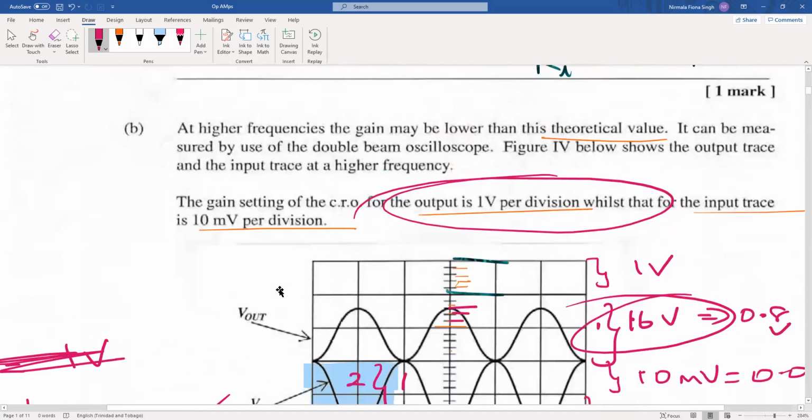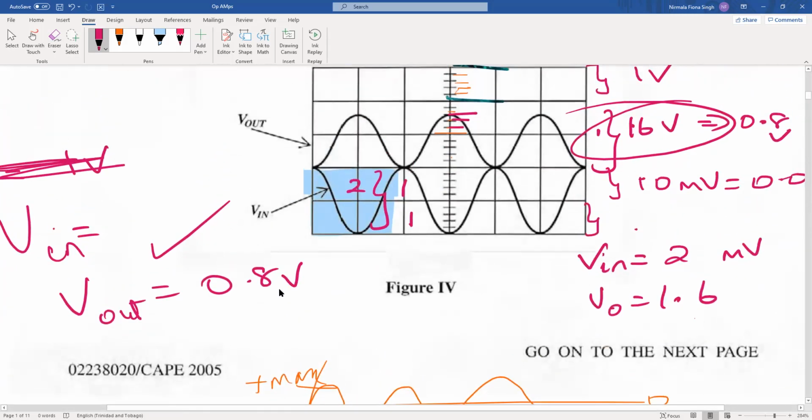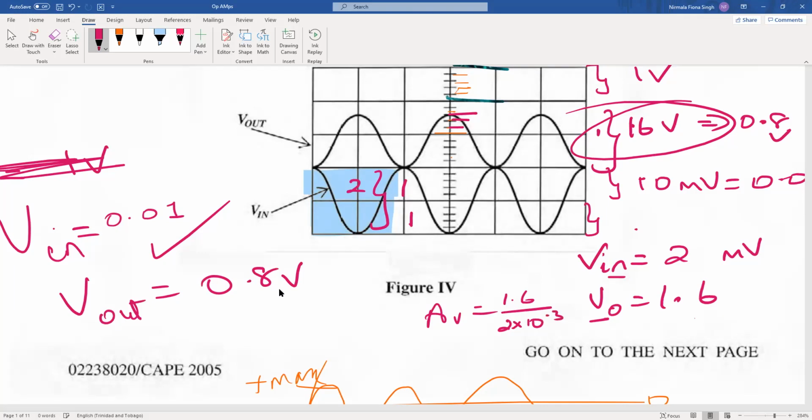Sorry, I don't know why I did that. But either way, you would have gotten the same value, because I just checked here. If I wanted to get my gain, it would have been VO over VI, 1.6 over 2 by 10 to the minus 3, and you still end up getting 80. Check it on the calculator, tell me if you end up getting 80. No, 20, my apologies, 20.